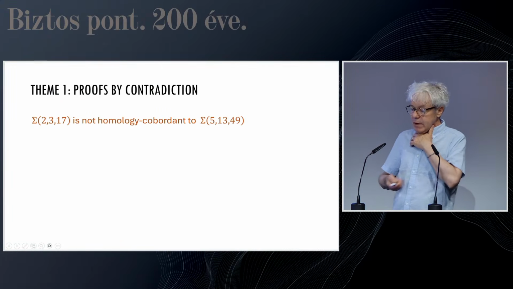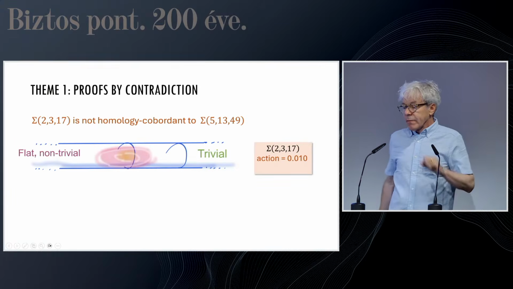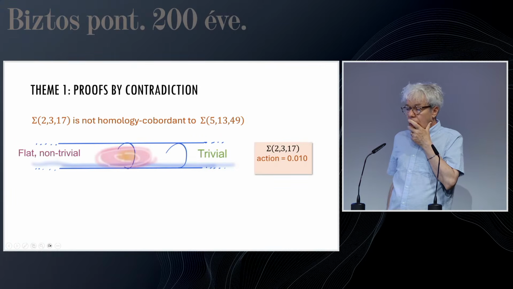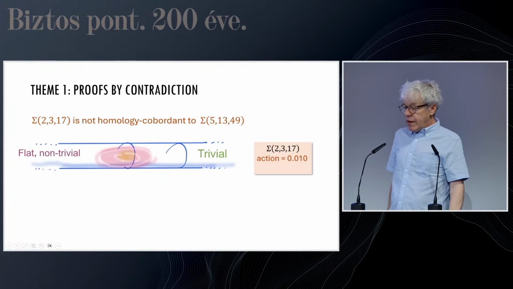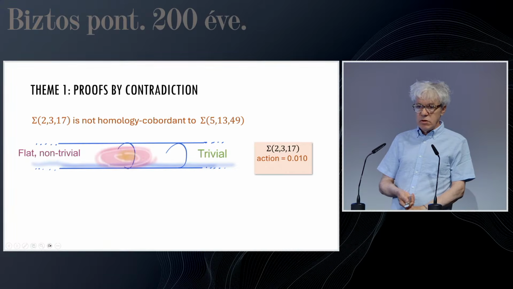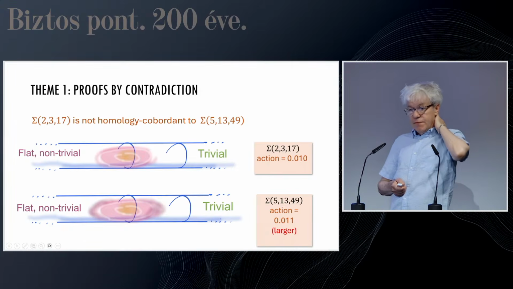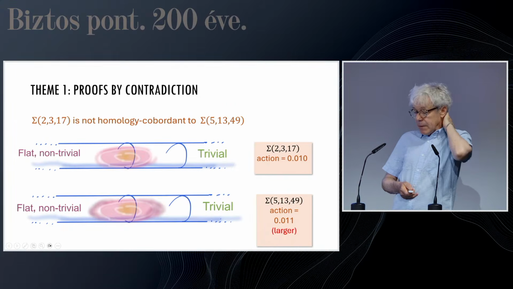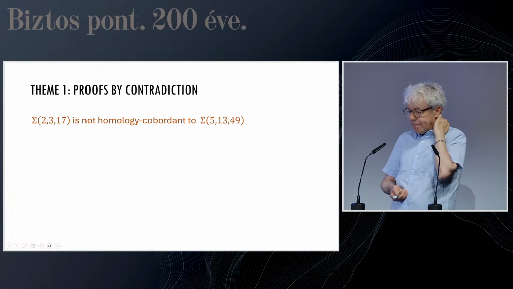So why are these two manifolds not homology cobordant? Again, it's going to be proof by contradiction, and it's going to involve a one-manifold. If we look at Σ(2,3,17), Fintushel and Stern learnt that there's a solution on this cylinder which is flat and non-trivial at one end and flat and trivial at the other end, and has got action 0.010 to 3 significant figures. Σ(5,13,49), very similar story, but the action's a bit bigger, 0.011 to 3 significant figures, strictly larger than the other one.